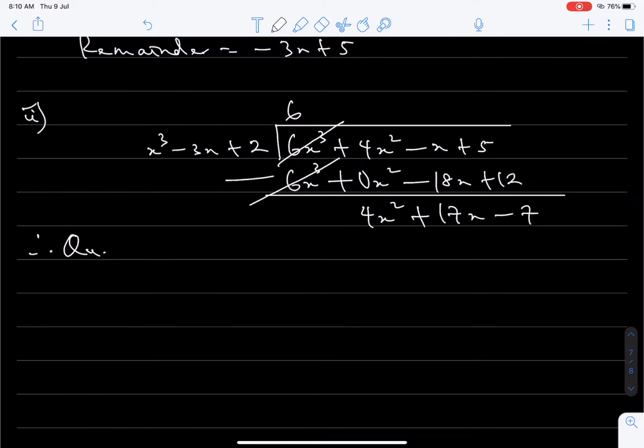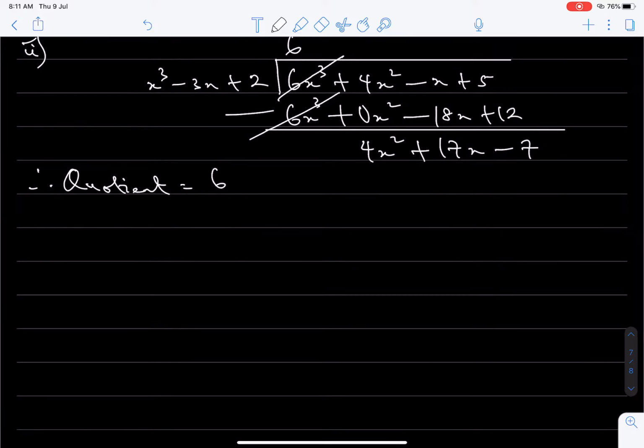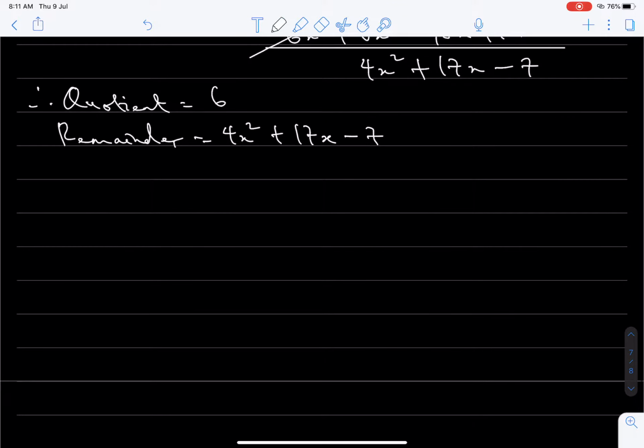And that therefore means the quotient is equal to 6 and the remainder equals 4x squared plus 17x minus 7. Down to the last one. Roman figure 3. We're doing the same.